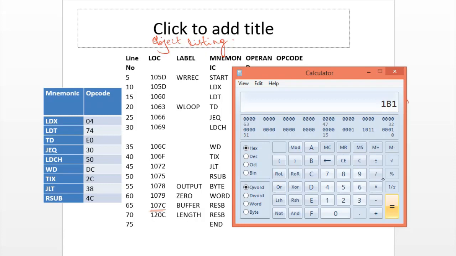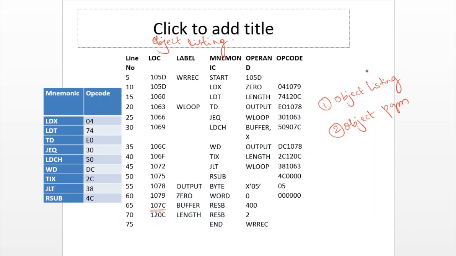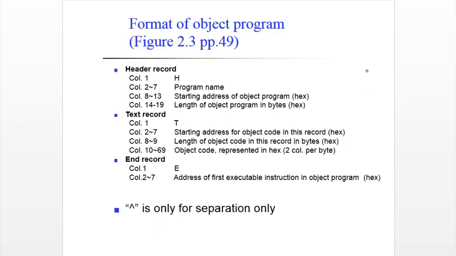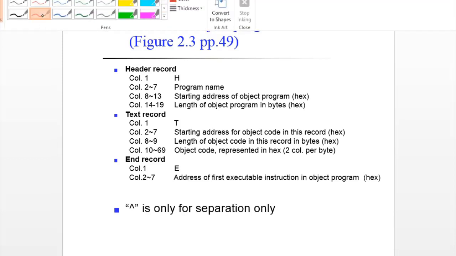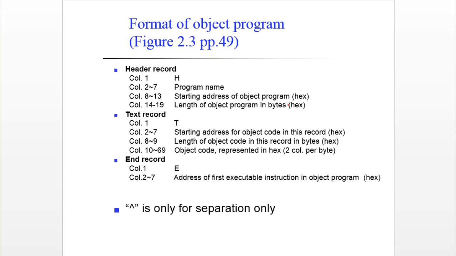Okay, now coming back, I hope all of you understood what is a header record. Since I have moved back and forth between the slides, I summarize again. The header record will contain H at the beginning, followed by the program name, which is WRREC in our example, followed by the starting address of the object program, which is 105D, and also we have to specify the length of the object program in bytes, which is 191, right? Sorry, 1B1.